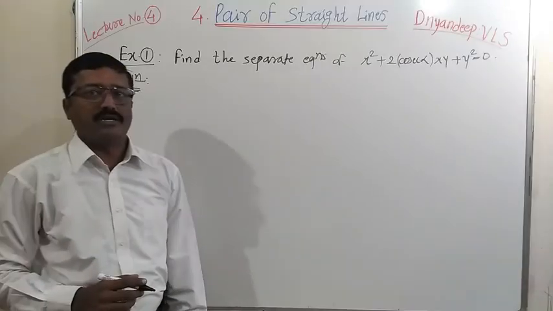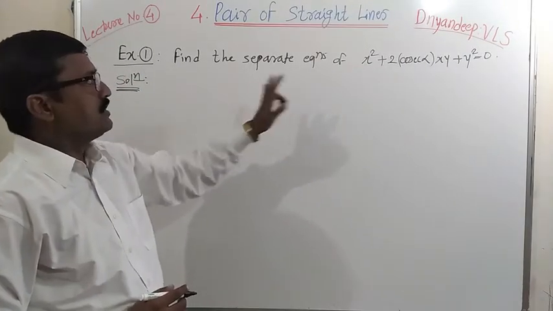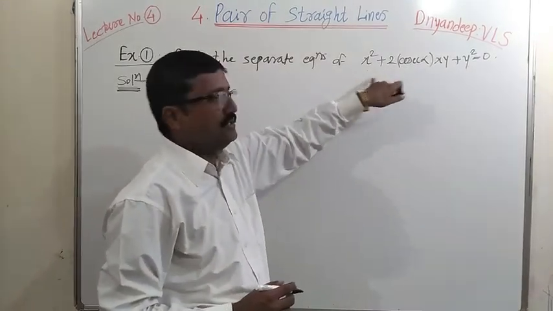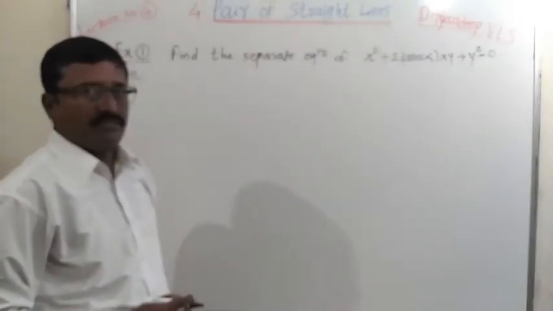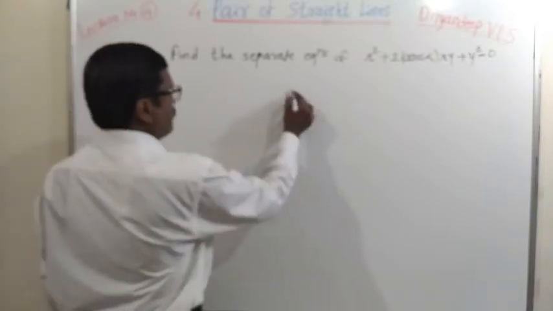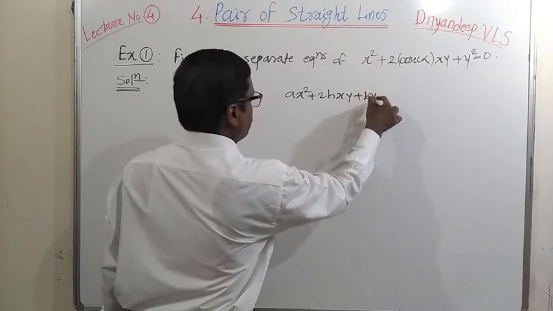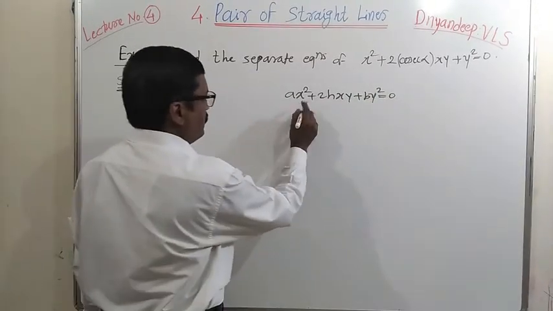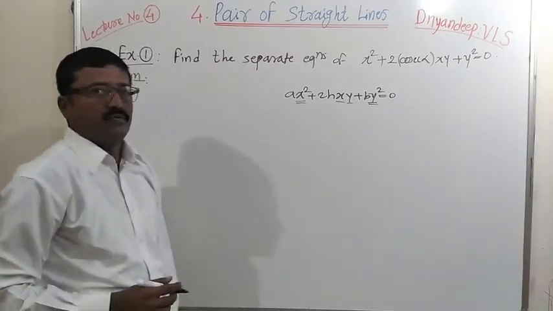We have learned the auxiliary equation of pair of lines, so we can use here the concept of auxiliary equation so that we can easily convert this equation, quadratic equation, in two variables. This combined equation of pair of lines is nothing but the quadratic equation in two variables. Its general form is ax square plus 2hxy plus by square, where these two lines pass through origin. So this is quadratic equation in two variables, x and y.